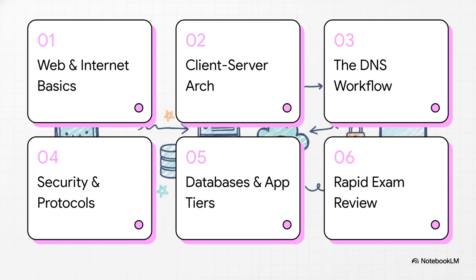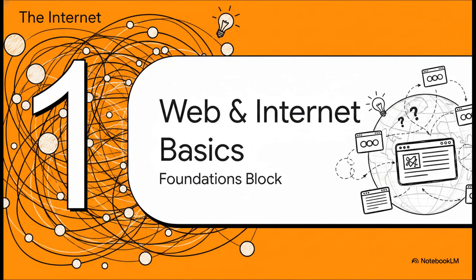To make sure you can rapidly recall all of this, we've structured this syllabus into 6 themed blocks: web and internet basics, client-server architecture, the DNS workflow, security and protocols, databases and app tiers, and then we'll wrap it all up with a rapid exam review. Okay, let's kick things off with Block 1, Web and Internet Basics.